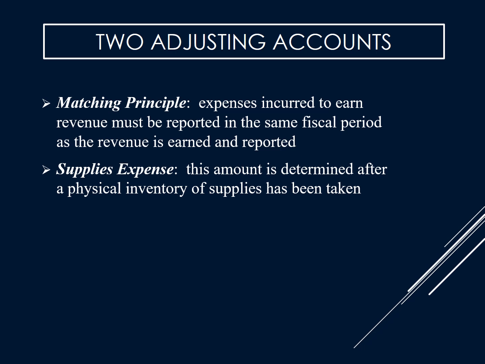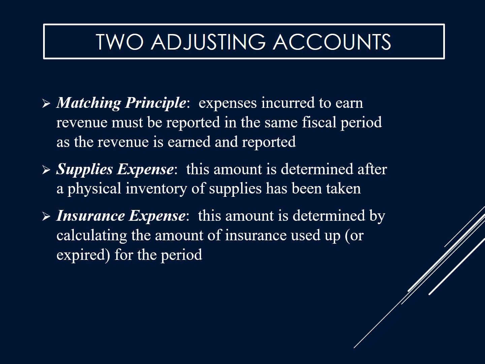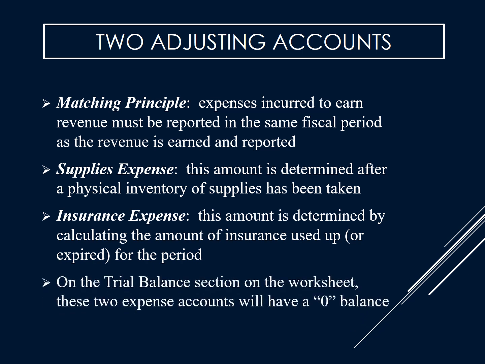Supplies expense is the amount that is determined after a physical inventory of supplies has been taken. Insurance expense is the amount that is determined by calculating the amount of insurance used up or expired for the period. On the trial balance section of a worksheet, these two expense accounts, supplies and insurance, will have a zero balance.